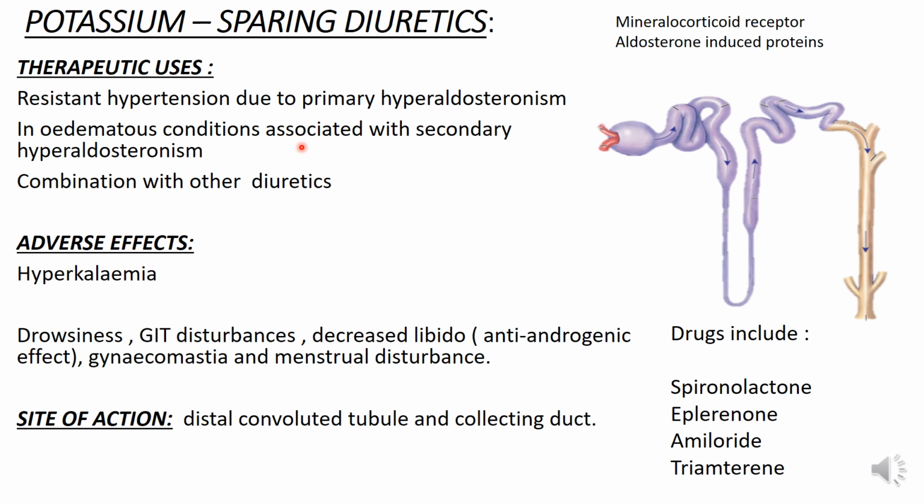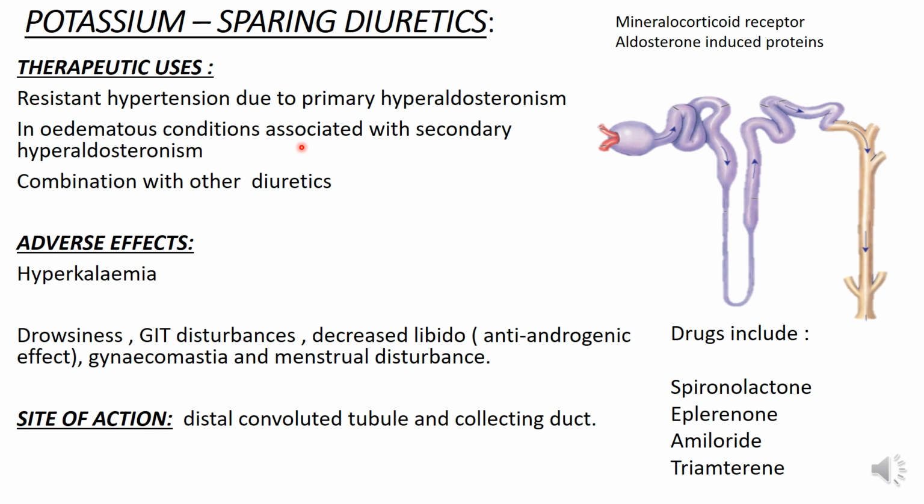heart failure. In congestive heart failure, the pumping ability of the heart is diminished, not that proper. Other causes are cirrhosis, the scarring of the liver, and nephrotic syndrome. So these are all the causes which can lead to secondary hyperaldosteronism.